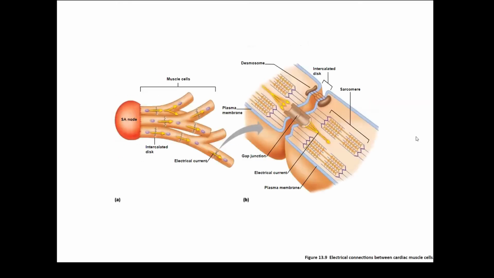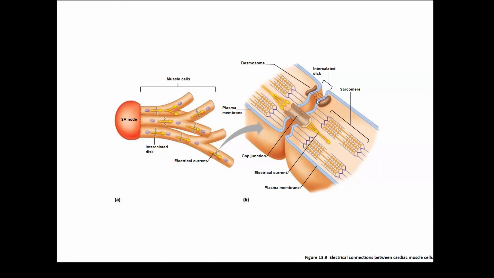So we can see what these look like. Here we see an example of our SA node, right? So we'd have our pacemaker cells, our autorhythmic cells here. Here we see some muscle cells. So we can see that we have signal traveling, right, through them. The intercalated disc is like this kind of zipper-looking structure, this zigzag.